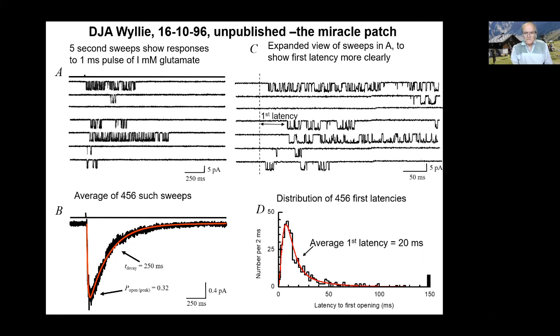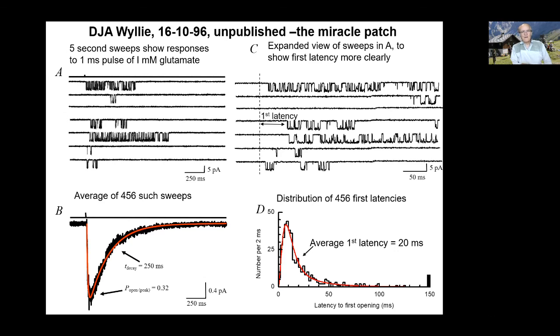The average of these first latencies was about 20 milliseconds. So the channel, this is the faster of the NMDA channels, is pretty sluggish in opening. We give it a 1 millisecond pulse. On average, we have to wait for 20 milliseconds before the channel opens. In 96, we didn't have a complete model for the mechanism. That came much later, so we couldn't interpret this in detail other than to note how sluggish the channels are at opening.